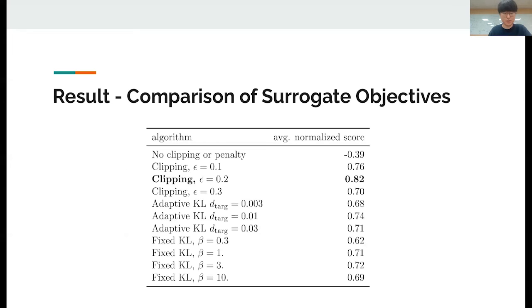The results are here, and they show the clipping method beats the other methods. And we can find out that the best hyperparameter for the clipping is 0.2. The adaptive KL penalty comes second, but is still better than the original fixed KL penalty methods.